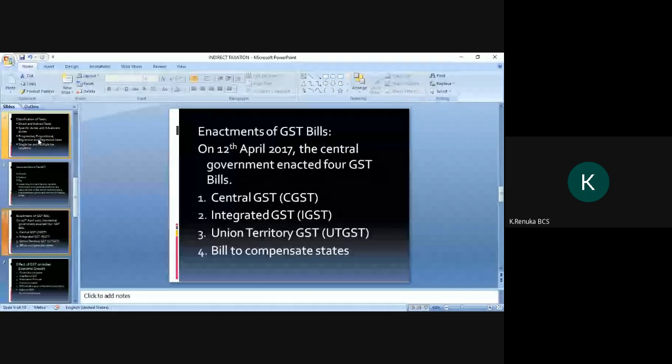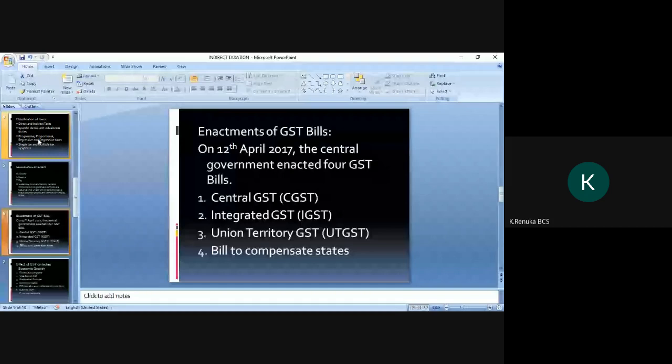Comparatively, Delhi and Puducherry have adopted the SGST Act, and the balance five union territories without legislatures have adopted the UTGST Act. So comparatively, the central GST has also been accepted, and also they adopted this UTGST.